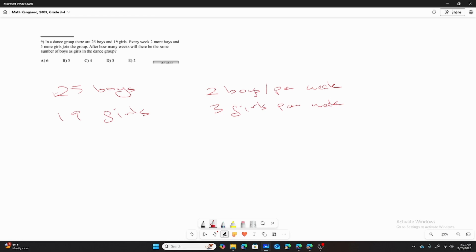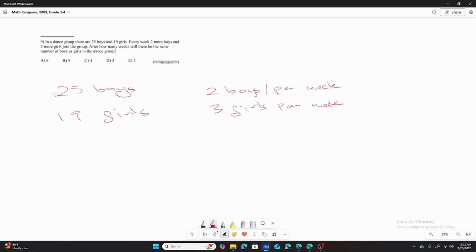First, the number of boys is greater than the number of girls. Second, the growth rate is higher for girls than boys. Every week, 3 girls are added to the girls group, whereas for the boys, 2 boys are added to the boys group every week. So you can imagine that because the girls' growth rate is higher, at some point the number of girls would equal the number of boys.